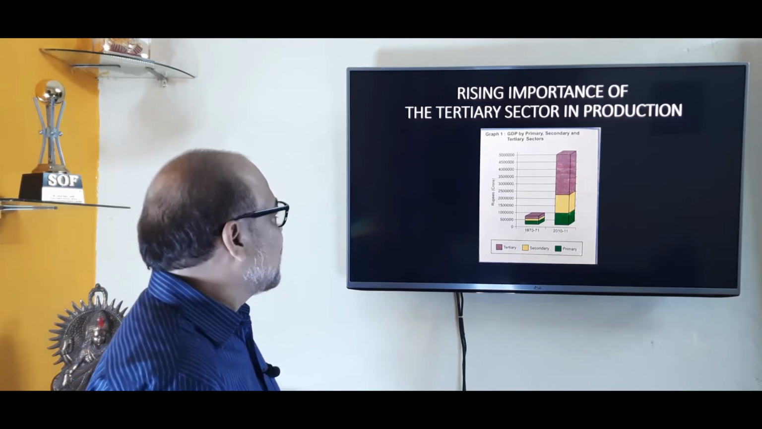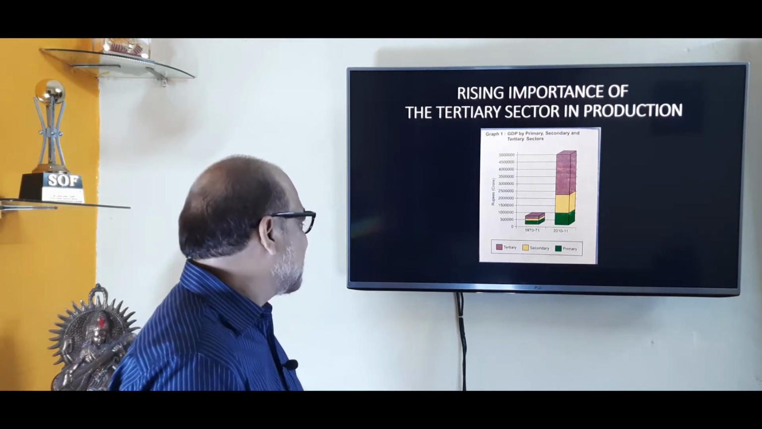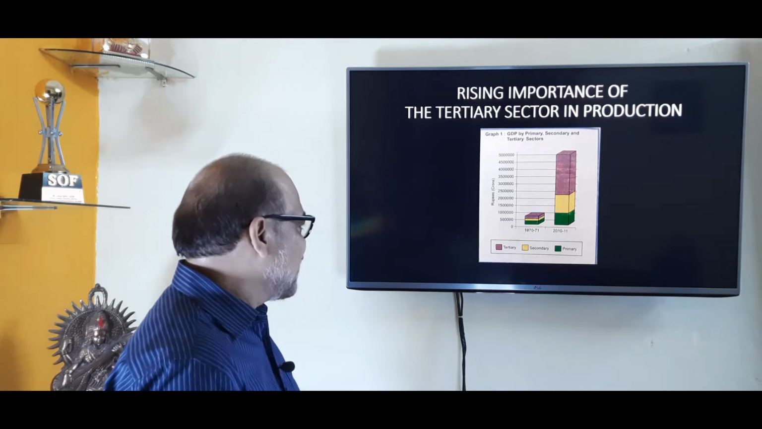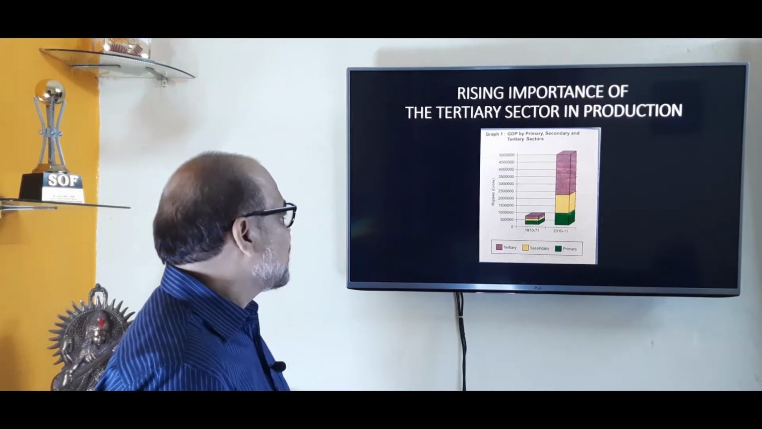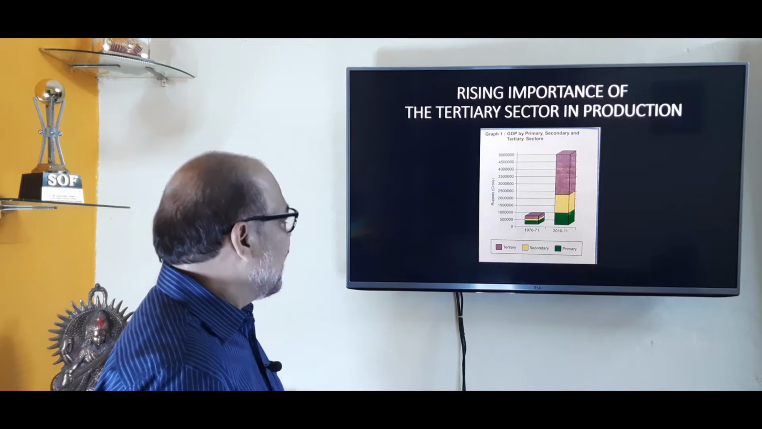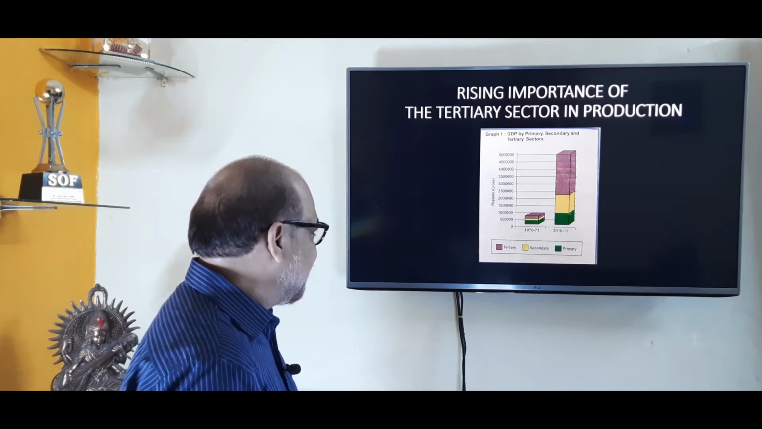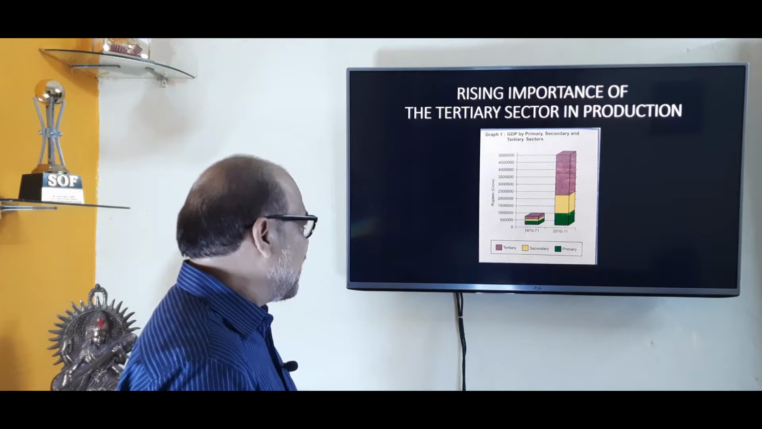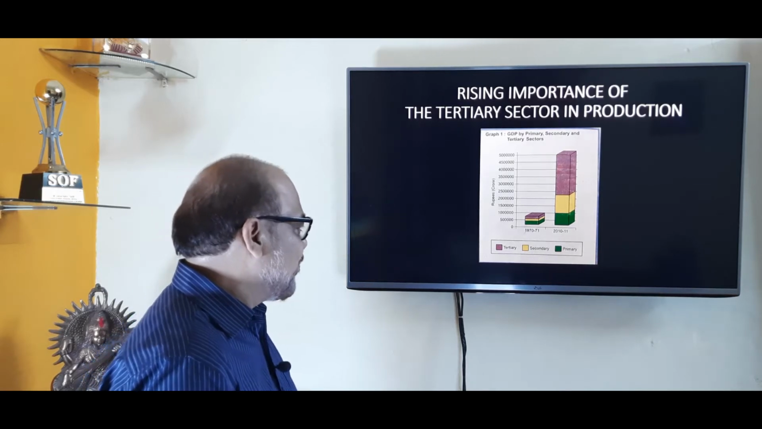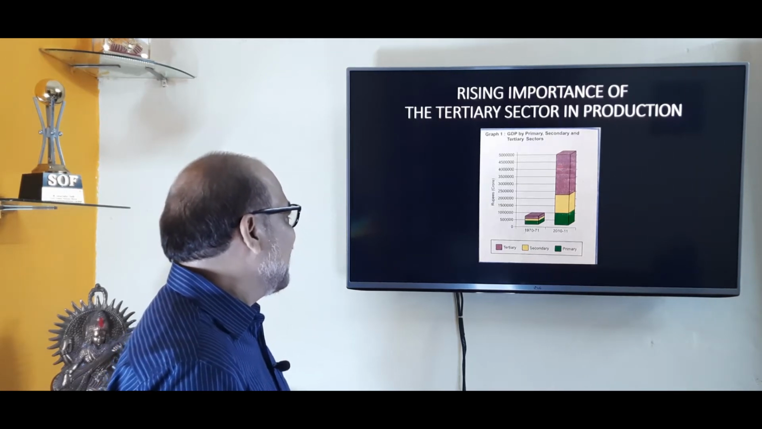Rising importance of the tertiary sector in production. This is graph number 1, and it clearly indicates that from 1970-71 to 2010-2011, there is a marvelous, significant rise in the tertiary sector performance. The pink one is the tertiary sector, the yellow one is the secondary sector, and the green one is the primary sector, and the values are given in rupees, in crores.